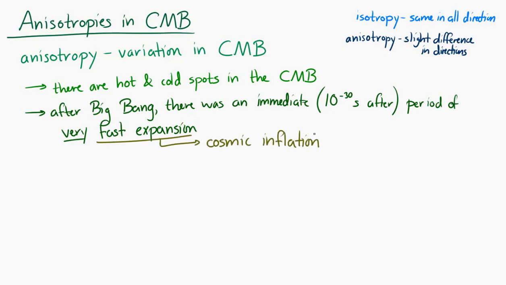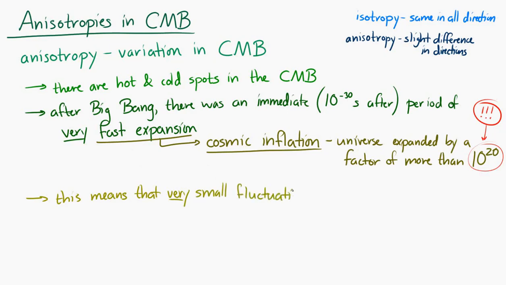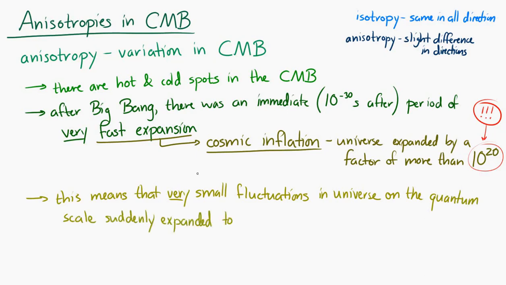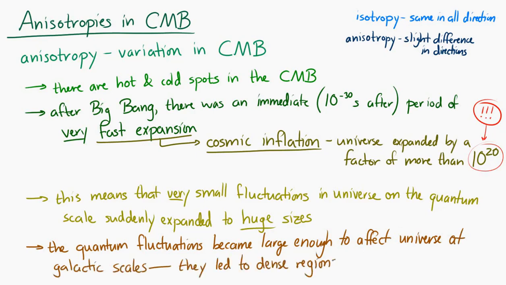And during the period of cosmic inflation, which again was in the very first tiny fraction of a second after the universe was started, the universe expanded by an enormous factor, by a factor greater than 10^20. So what that means is that previously very tiny fluctuations in the universe, like fluctuations on the quantum level, suddenly expanded and became absolutely enormous. So these fluctuations on the quantum scale grew to a size that was large enough to influence things on galactic scales. And these fluctuations in the universe eventually led to denser regions and less dense regions. And the denser regions eventually formed galaxies and galactic clusters.